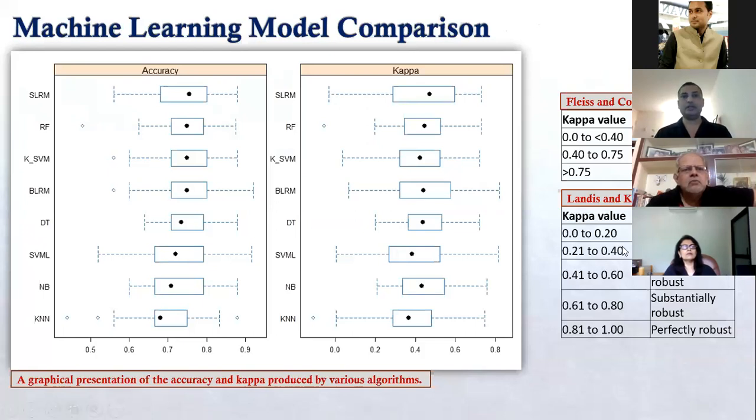Now, machine learning model comparison. As I mentioned, I'll compare two metrics: one is accuracy, another one is kappa. If you see the accuracy, you'll see SLRM, a stepwise forward logistic regression model, has the highest accuracy at the top, near 74%. And the kappa was also highest, between 0.5 and 0.6.